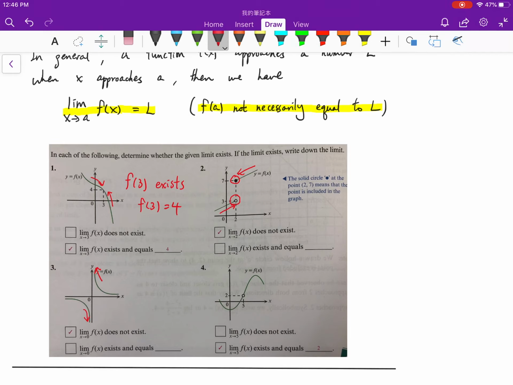For question 4, in this case, we find f(5) does not exist. And you see here, there's a hole there. It means it does not exist there. So f(5) does not exist. But if we see when x approaches 5 from the left hand side, it's approaching 2, and from the right hand side, it's also approaching 2. So in this case, we also say that the limit exists and equals 2.